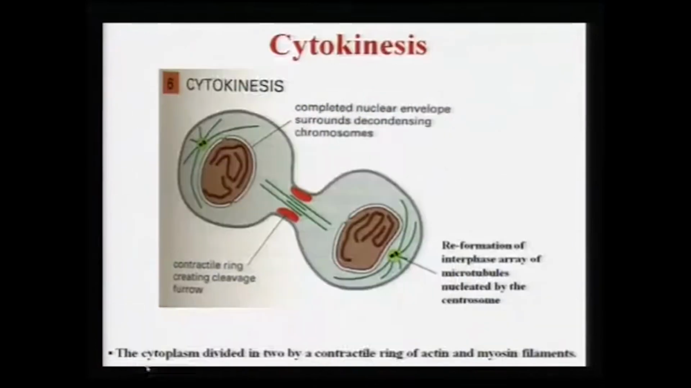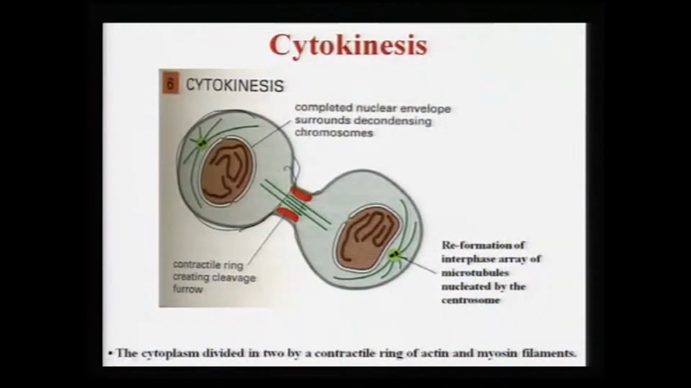In the cytokinesis process, you can see that it contracts here at the contractile ring. Contractile ring means something that holds the contraction exactly at the middle of the parent cell, and once it contracts, this is cell number 1, a daughter cell, and this is cell number 2, another daughter cell. Then again there is reformation of the nuclear envelope. So, a completed nuclear envelope surrounds the decondensing chromosomes, and then again the nuclear pore complex and nuclear membrane formation is possible.